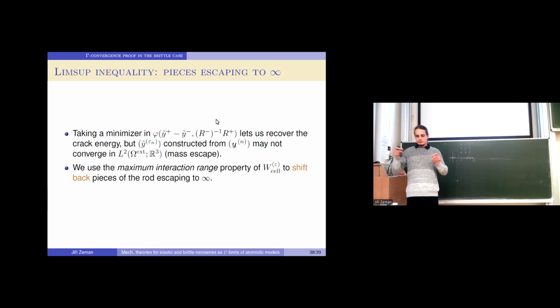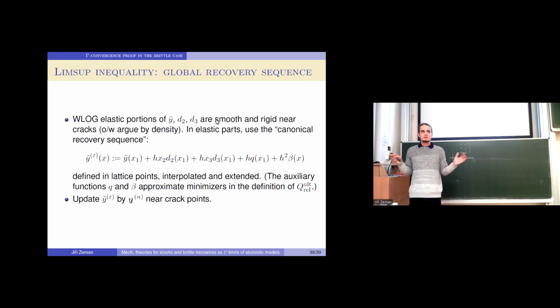So the Lennard-Jones potentials can have some asymptotics. They don't need to be cut off roughly, but still we need to be able to modify the deformations in such a way that the energy is not destroyed. And then we put everything together. So without loss of generality, we can assume that the deformation for which we want a recovery sequence and these director fields are smooth and rigid near cracks, because otherwise a density argument can be used.